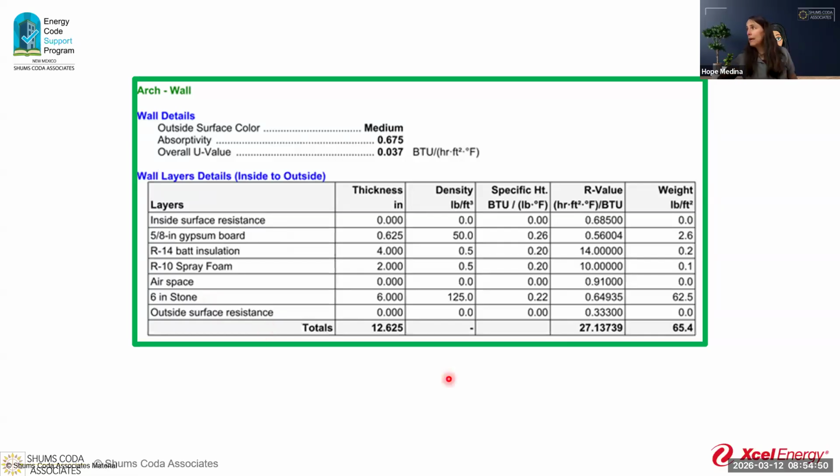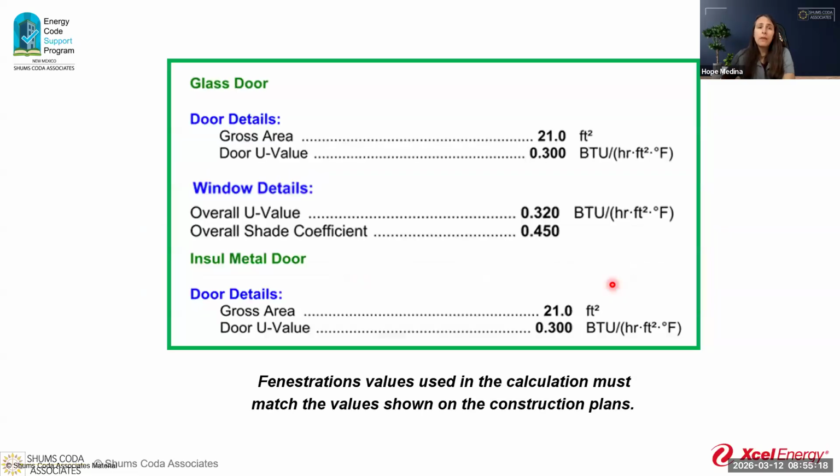Now, the thing to be aware of is this airspace, right? It's giving almost an R1 value to that airspace. That means that we need to ensure that airspace is also included in the wall assemblies when we're looking at the plan. So whatever we see here should also translate to what we see on the plans.